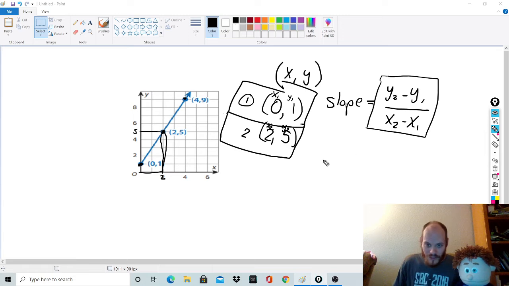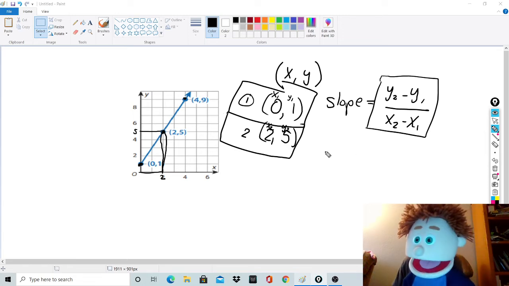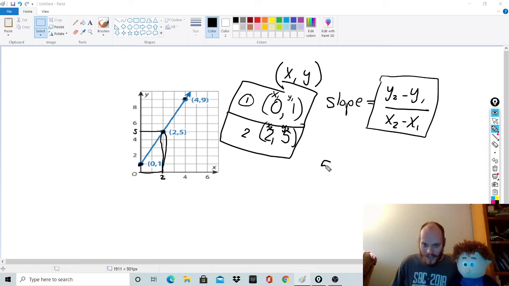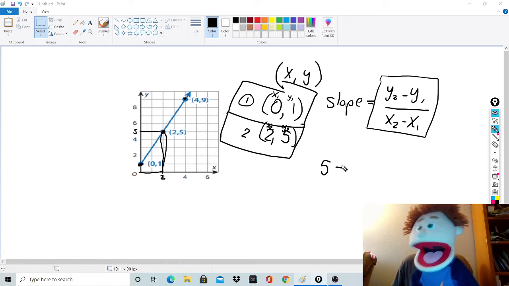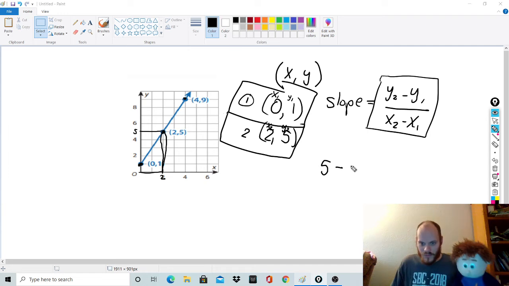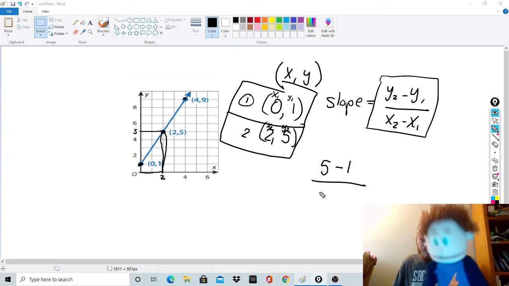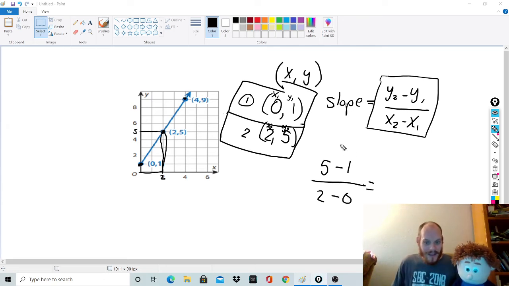So I'm going to go y2 first. What's my y2, Tommy? It's 5. It is 5. So I'm going to do 5. Take away what? Your y1, which is 1. Which is 1. Good. I'm going to put that over. What's your x2? 2. Good. Minus your what? 0. Very good.